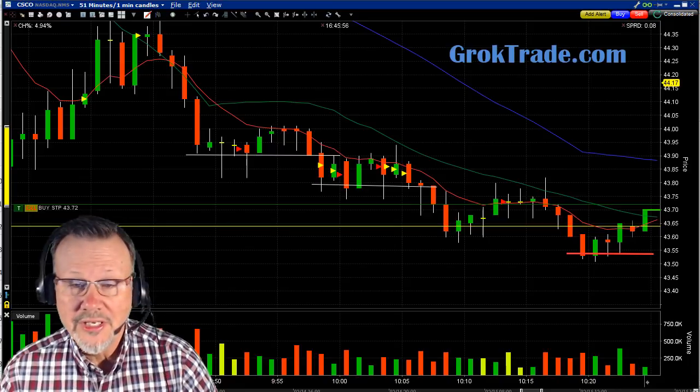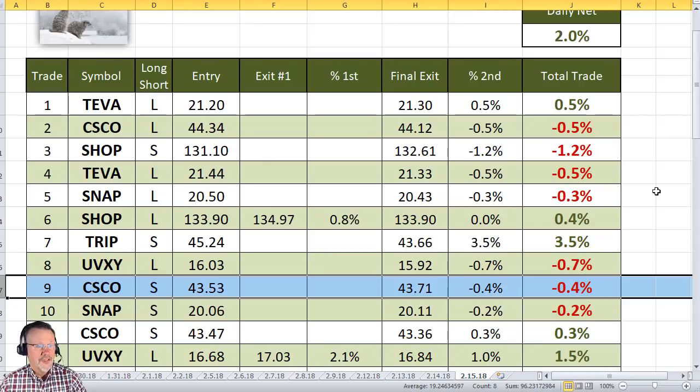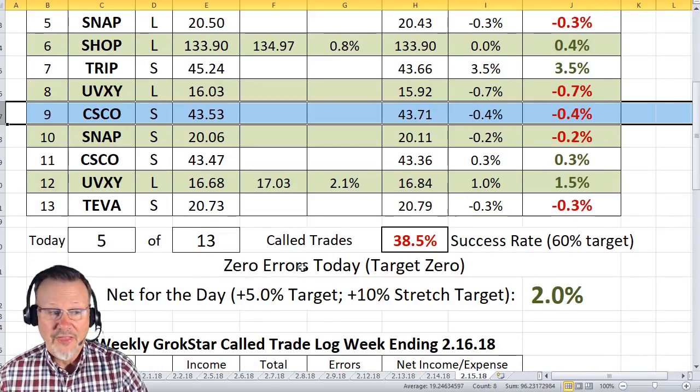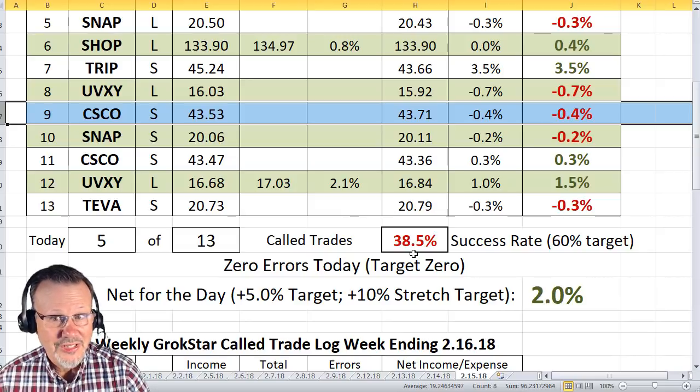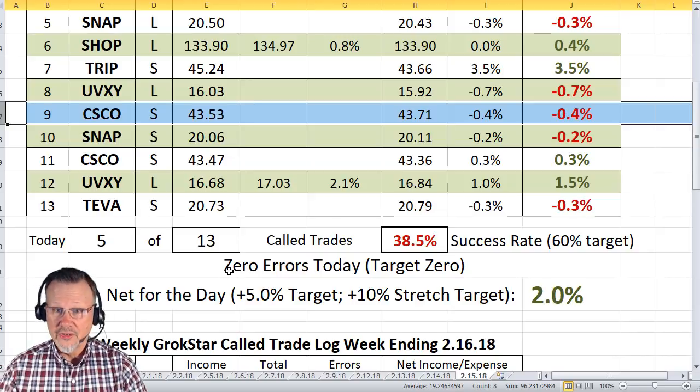If you take a look at how we did in the Grok day trading chat room this morning, you can see here we had several trades, but I was able to cut my losers short, and look at that, chop, chop, chop, chop. Most of them less than 1% on the loss side. I had one big runner here on trip for 3.5%. But then here's trade number 9 is the Cisco trade, which you can see our statistics for the day. Hey, we were only 5 out of 13 for 38% success rate. Our target is 60, so we did not meet that target. 0 errors. That's the good news.